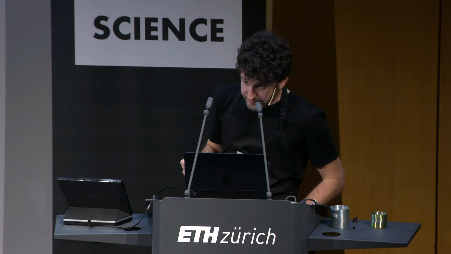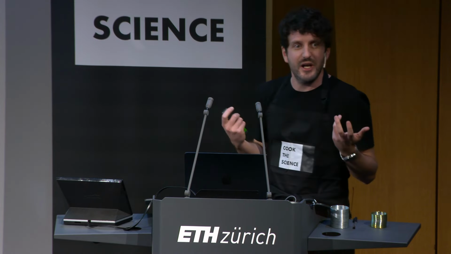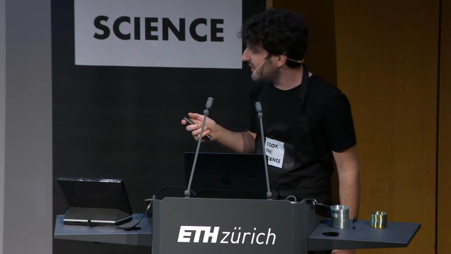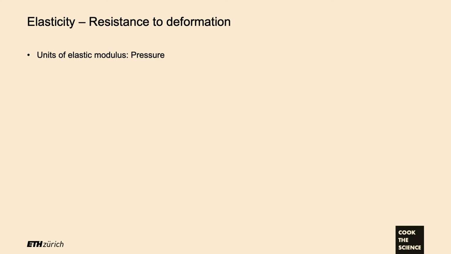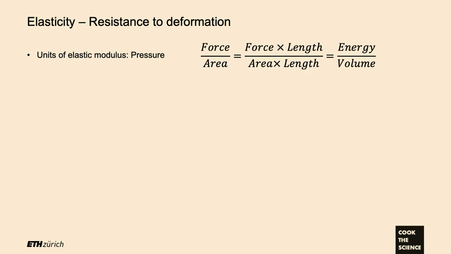But how can we think about this elastic modulus? The units of elastic modulus are pressure. So the elastic modulus is measured in pressure units. And pressure is a force divided by an area, which can actually be rewritten as an energy per volume. This is very interesting because, what does it mean?